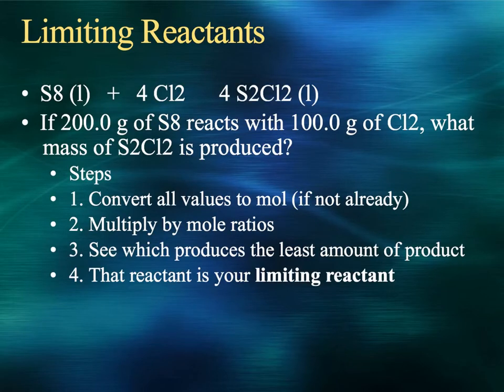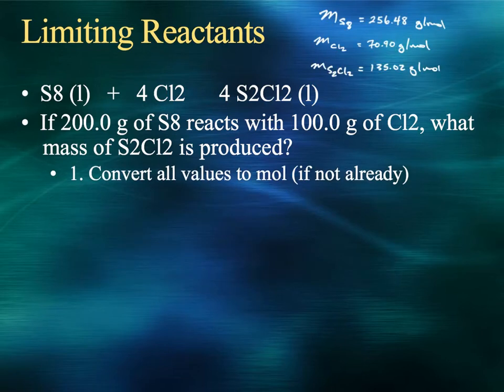So here are our steps to solve this. The first thing we should always do is convert all values to moles if they're not already in moles. Second, multiply by the mole ratios to get us over to the product, or whatever we're looking for. And third, see which produces the least amount of product. Whichever one makes the least amount of S2Cl2 is going to limit our reaction. That reactant is your limiting reactant. So let's try this one.